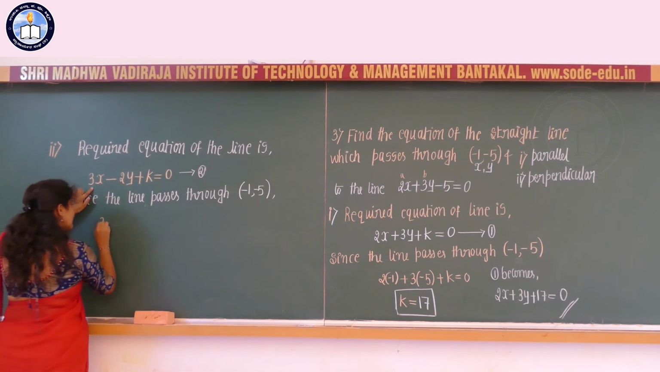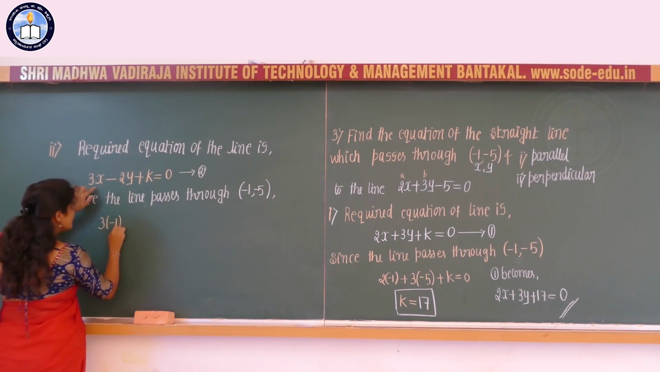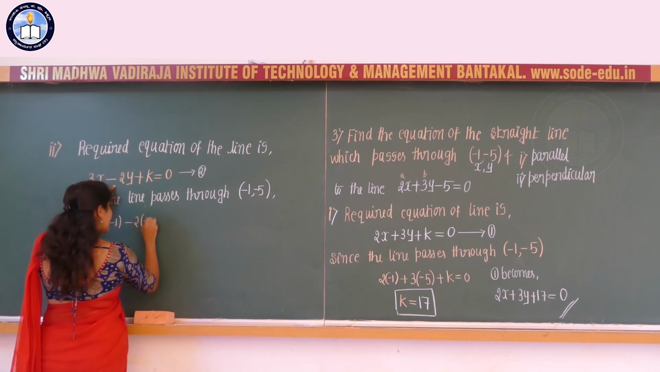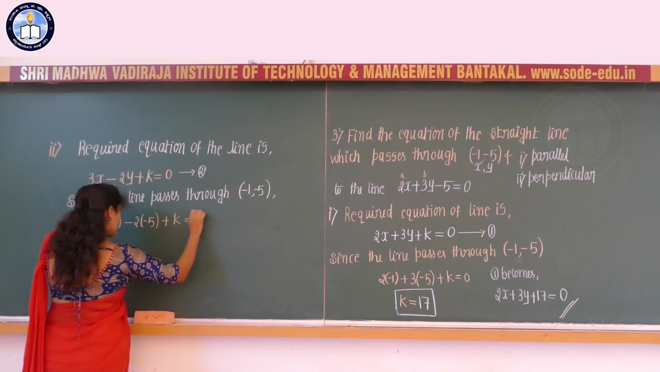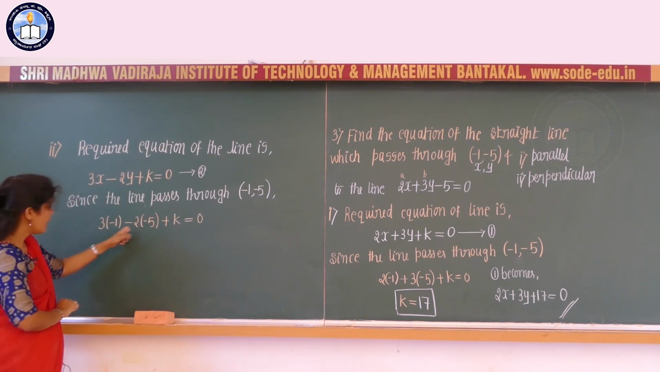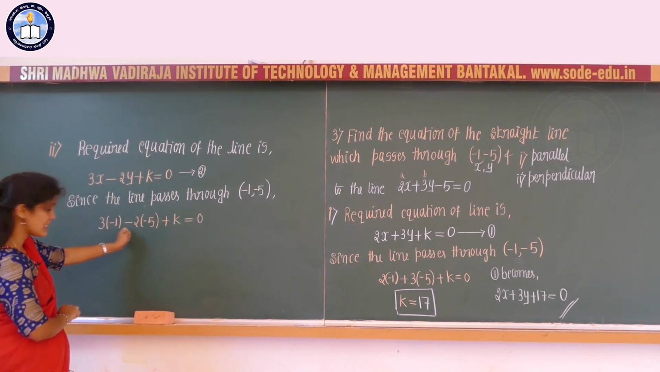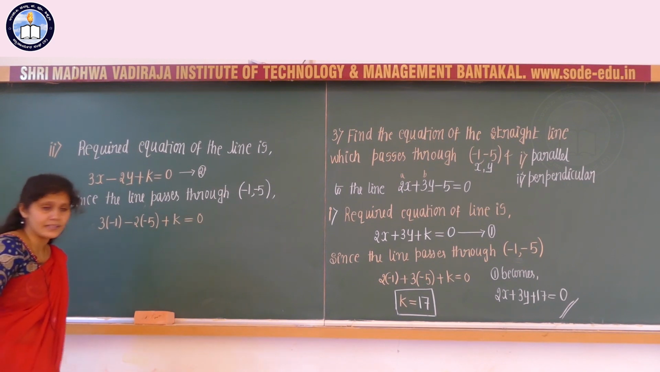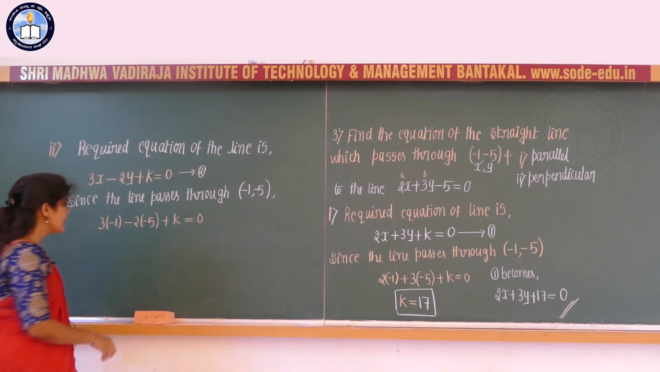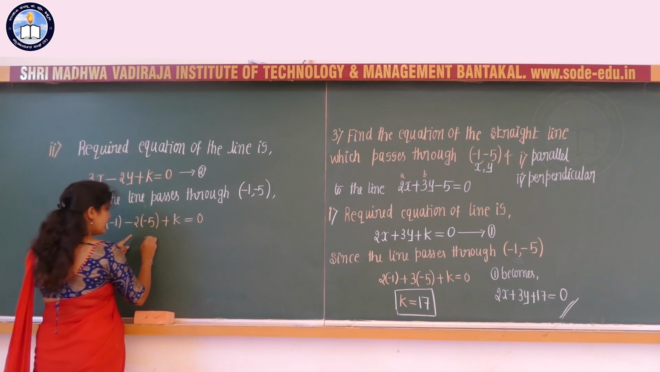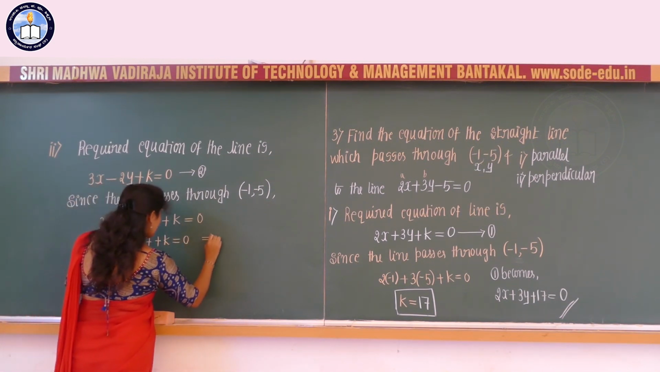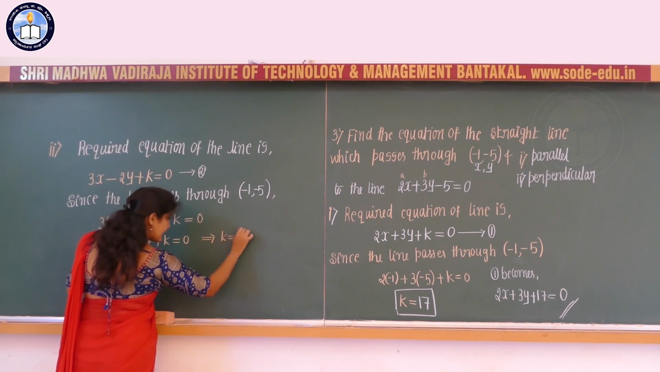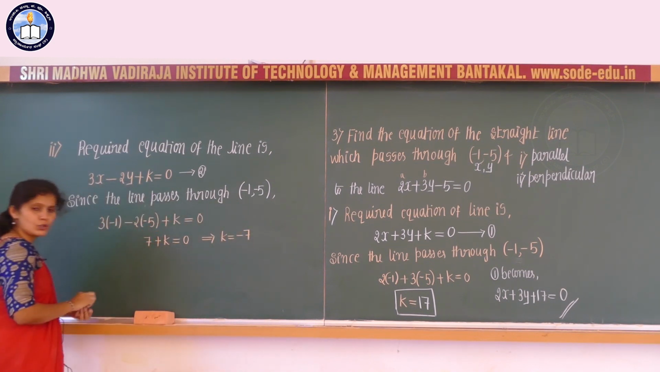So therefore 3 into -1 minus 2 into -5 plus k equal to 0. This becomes minus 3 plus 10, that is 7, so 7 plus k equal to 0, which implies that k is equal to minus 7.